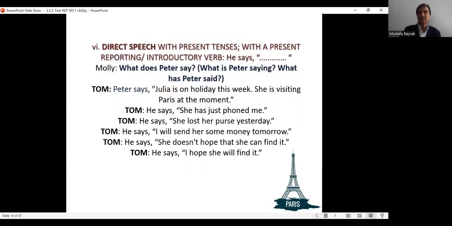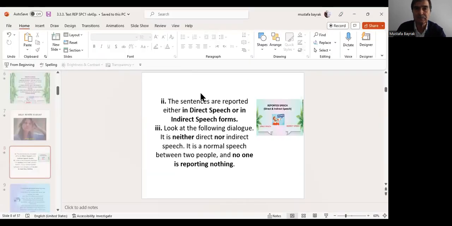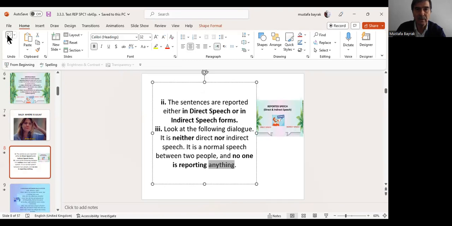And direct speech with present tenses with a present reporting introductory verb. He says, yes, main clause, he says. Or you should also know this phrase as reporting verb or introductory verb. Reporting verb or introductory verb.